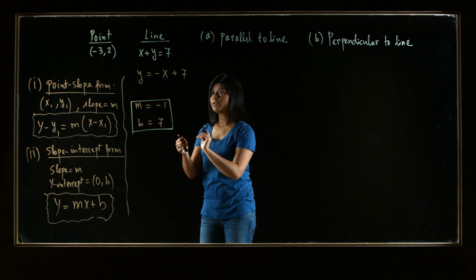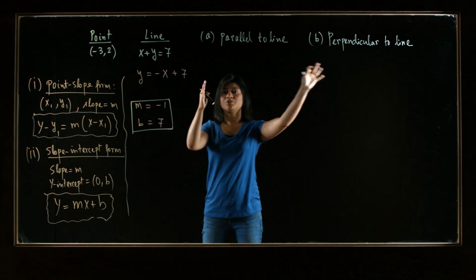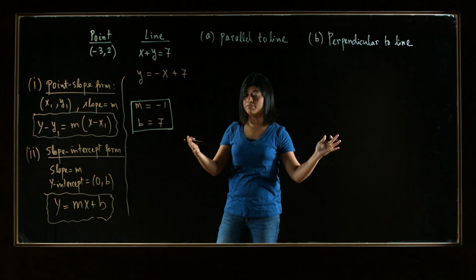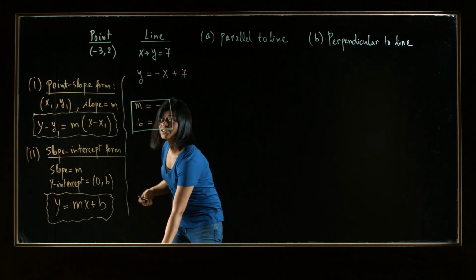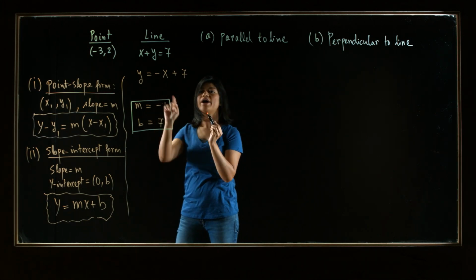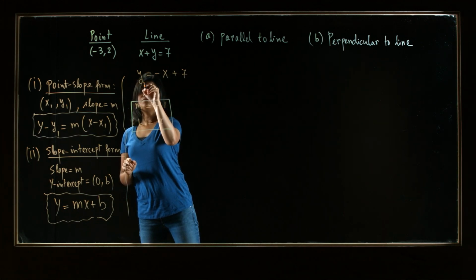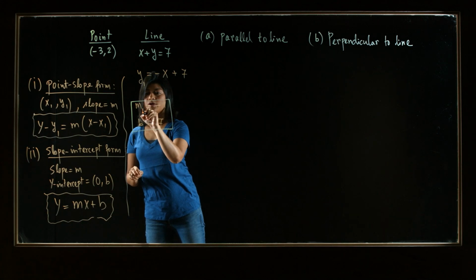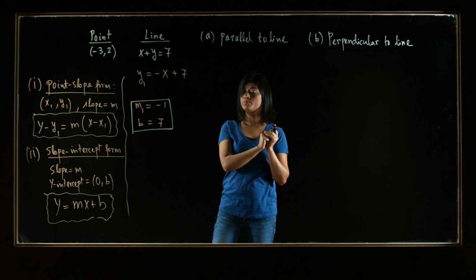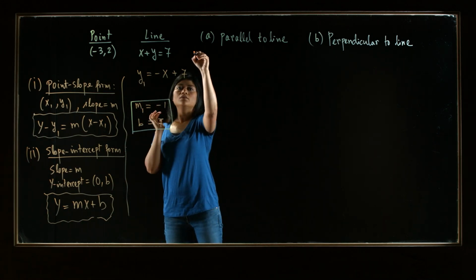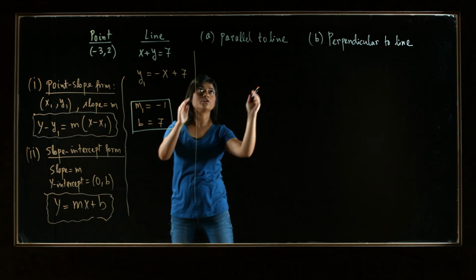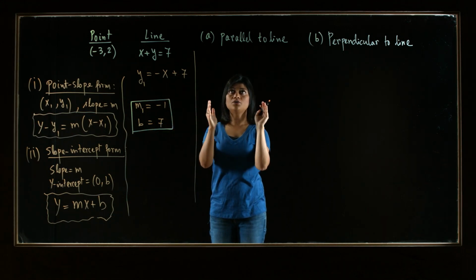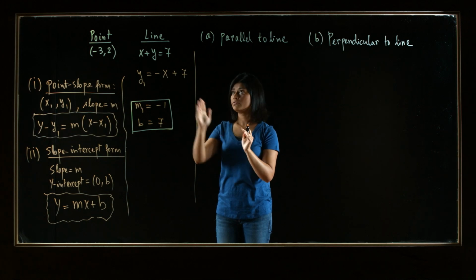To distinguish between the three lines, because we will have equations of three different lines, let us call this one y1, because this is our first line. And let us also call the slope m1, because we will be dealing with two other slopes. Now, let's go to the first part of the problem. How to figure out the equation of a parallel line to this line.